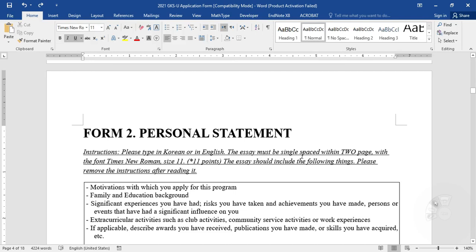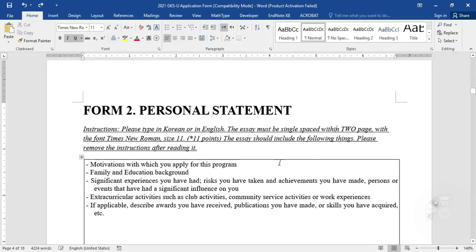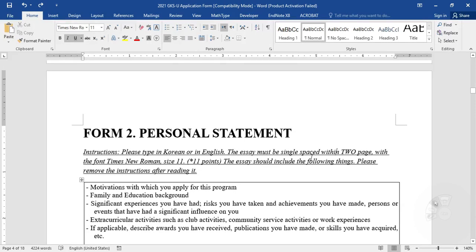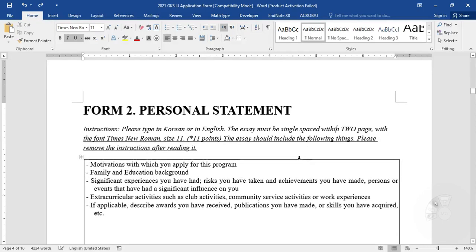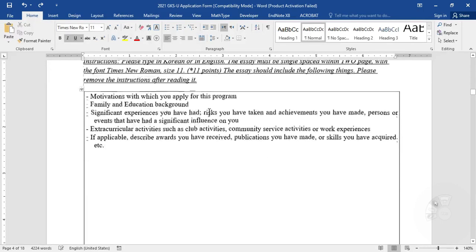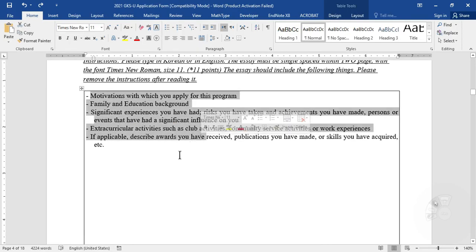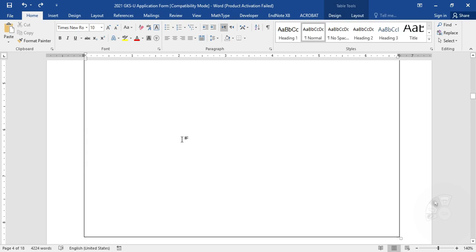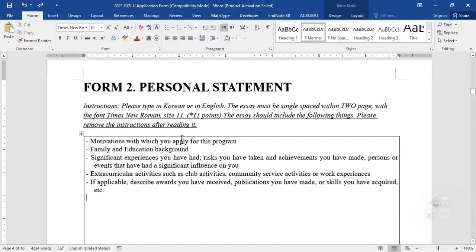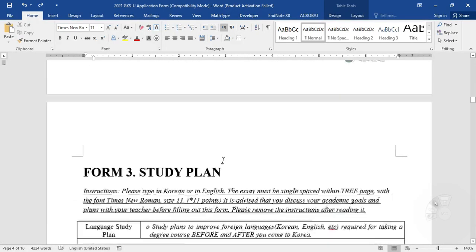So I suggest you write at least 1.5 pages or more than 1.5 pages. If you answer all these questions within 3 to 4 lines or a paragraph each, then it will be easy for you to get this form written really well.